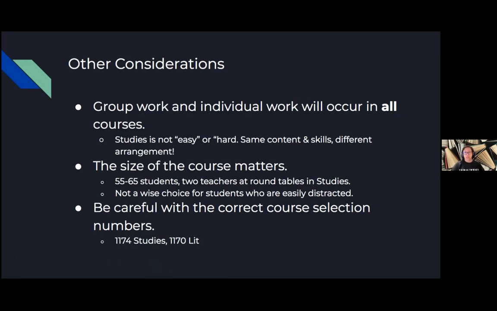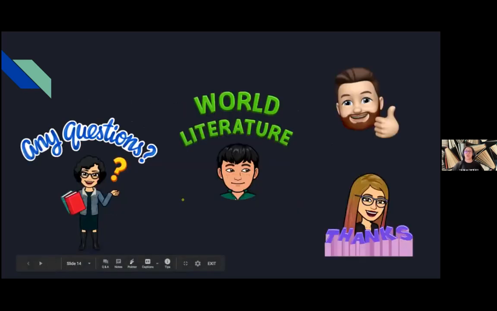The third thing to remember is you should be careful with the correct course selection numbers. You should pick 1174 for studies and 1170 for lit. If you have any other questions or concerns or thoughts, please feel free to bring them to us and we'd be happy to answer them.